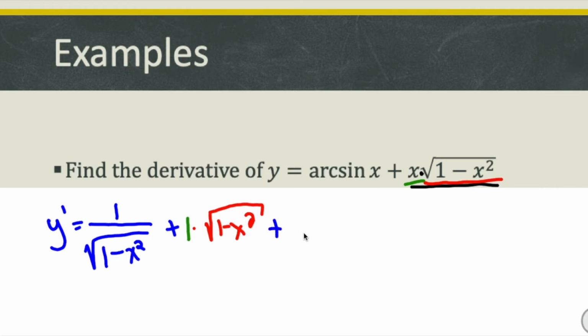plus, product rule here, the first, which is x, times the derivative of the second. So the derivative of the second, remember whenever you have a square root, the derivative of the inside goes on the top, so that's negative 2x, and the denominator is 2 times the square root, which in this case is square root of 1 minus x squared. Okay, so we're going to do a little simplifying here. I got these 2's that can cancel.